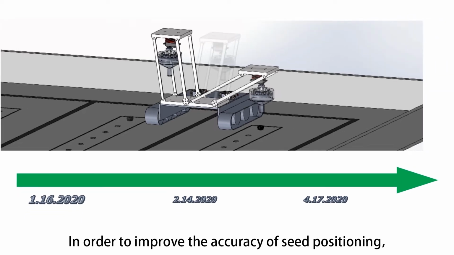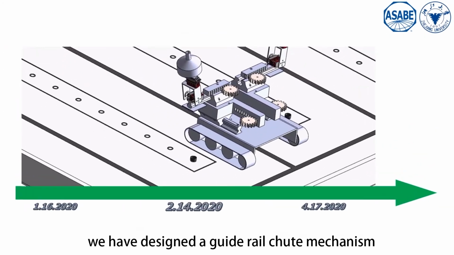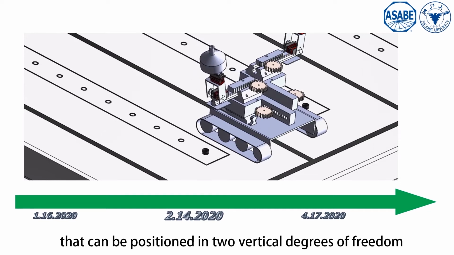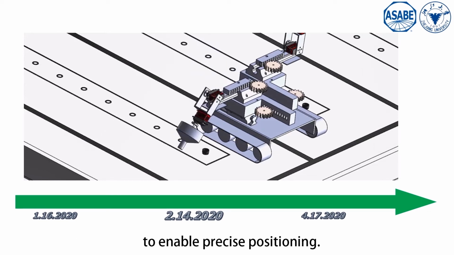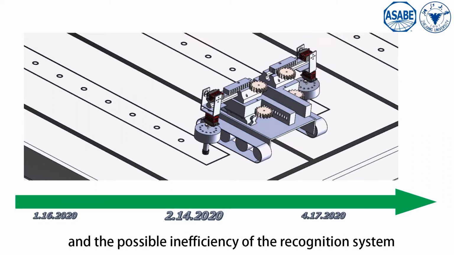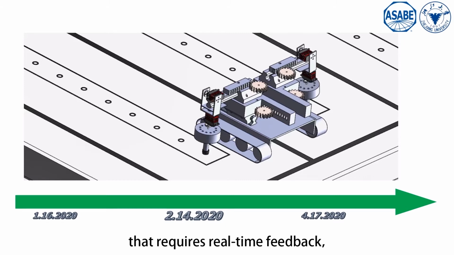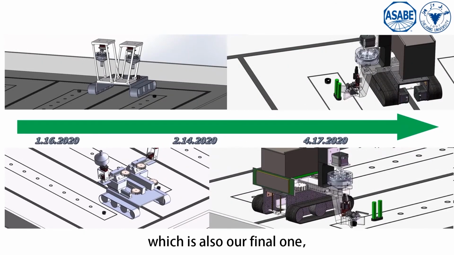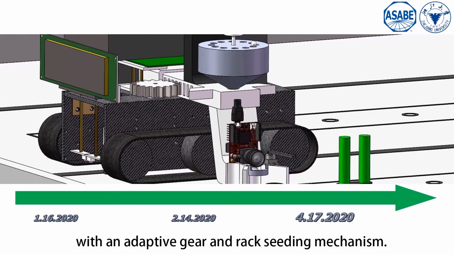In order to improve the accuracy of seat positioning, we have designed a guide rail chute mechanism that can be positioned in 2 vertical degrees of freedom to enable precise positioning. Taking into account the excessive pressure on the ground and the possible inefficiency of the recognition system that requires real-time feedback, we decided to design the 3rd version of the mechanism, which is also our final one, with an adaptive gear and rack seating mechanism.